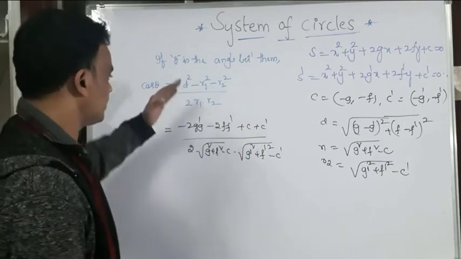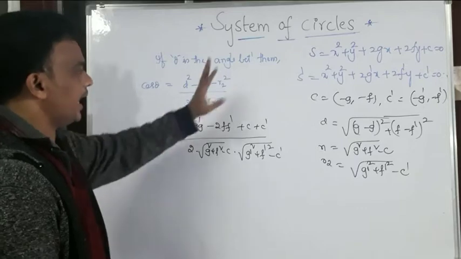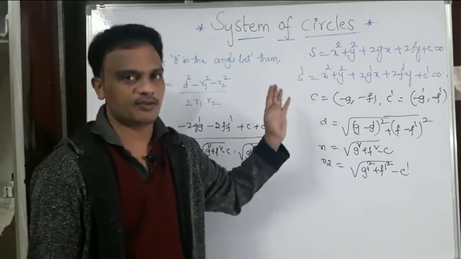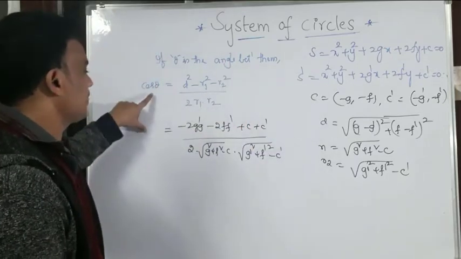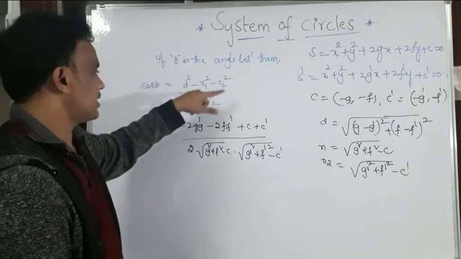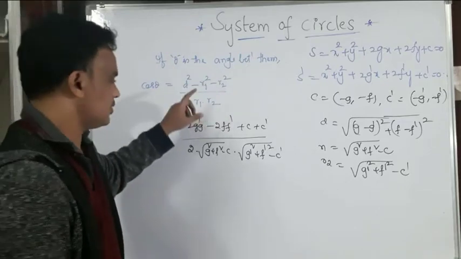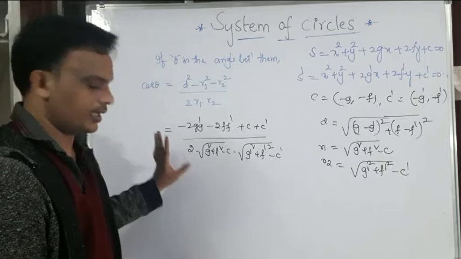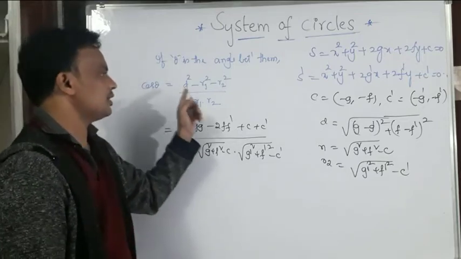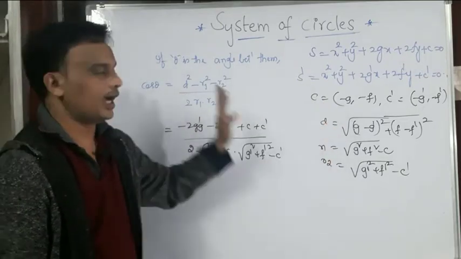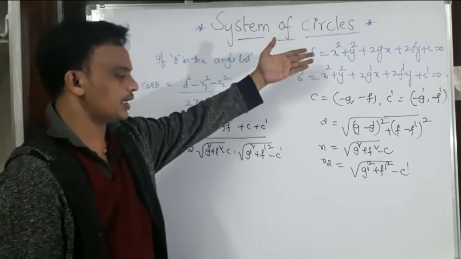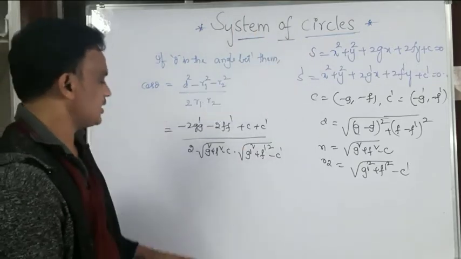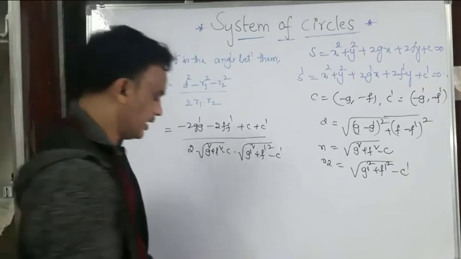You can remember any one, no problem. First of all, the angle between the two circles is given by this formula, (d square minus R1 square minus R2 square) by 2 R1 R2, or else we can use this formula also. In that case you have to know the terms: d means the distance between the centers, R1 the radius of the first circle, and R2 the radius of the second circle.